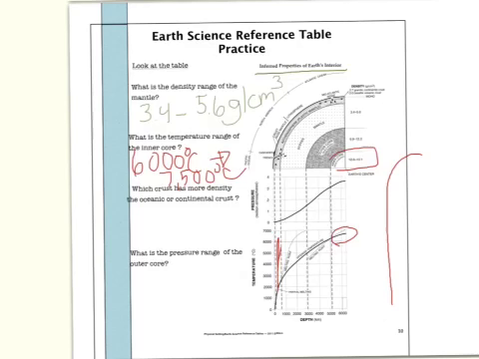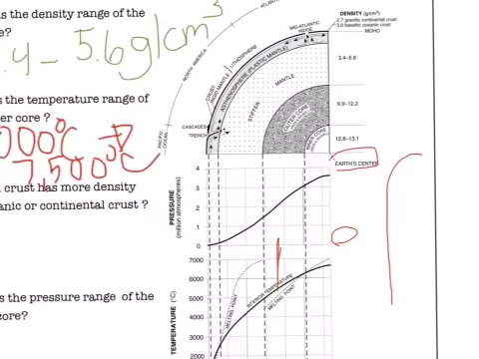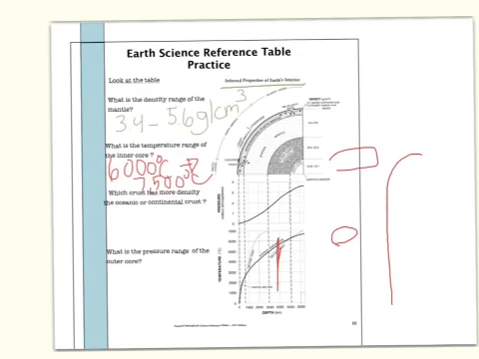The next question. Which crust has more density, the oceanic or the continental? Look for the section on the graph that's indicated density. And let's read together. The continental crust is 2.7 grams per centimeter cubed, and the basaltic oceanic crust is 3.0 grams per centimeter cubed. So the oceanic crust is the crust with the most density. I'll just circle the answer there.